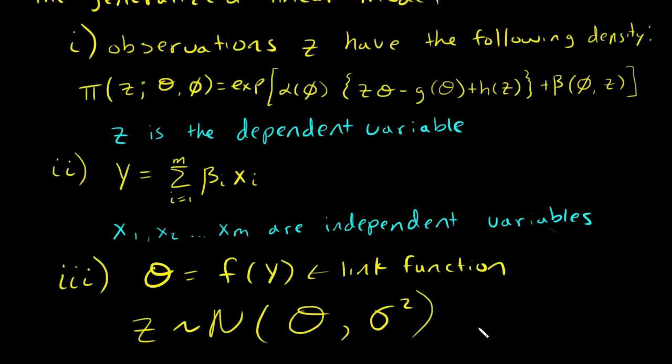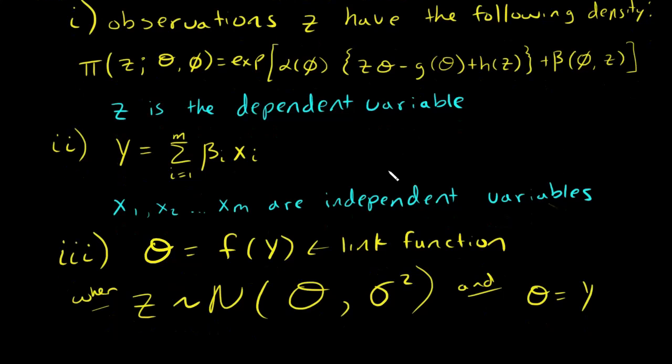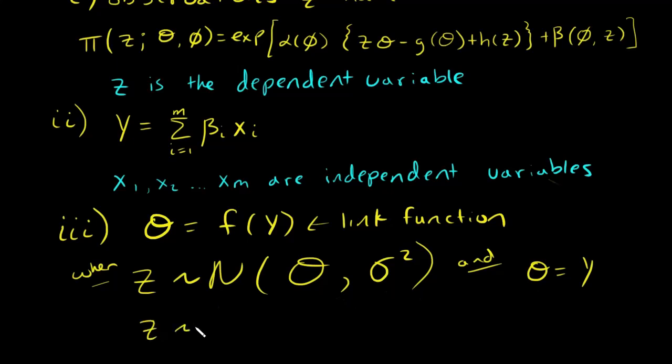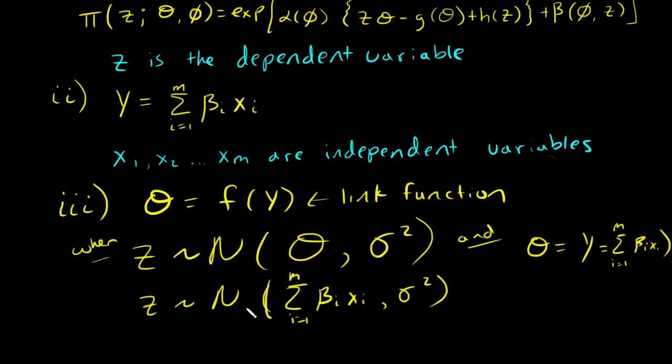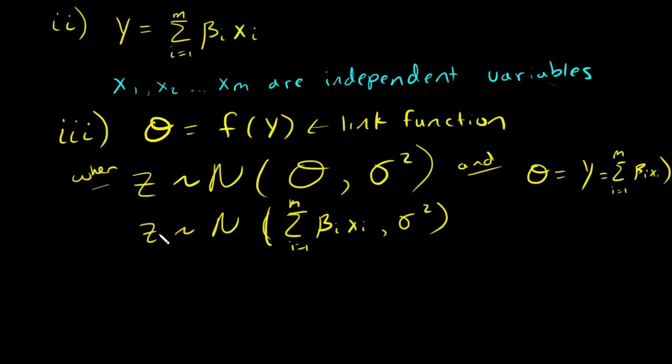Then they go on to say that when Z is normally distributed, and you need both these things, theta equals Y, we have the ordinary linear model. Let's think that through. If theta equals Y, what does Y equal? Let me write that. Y equals the sum from i equals 1 to m of beta_i x_i. Instead of writing theta, let me write that. Now this might look a little familiar, except you're used to having Y written here, but now it's Z.